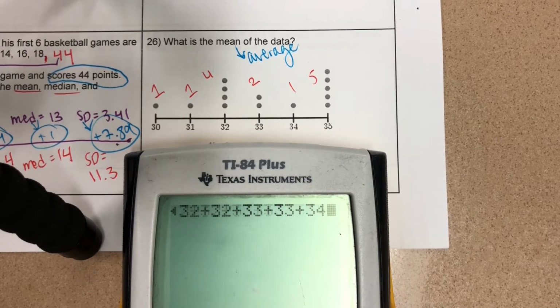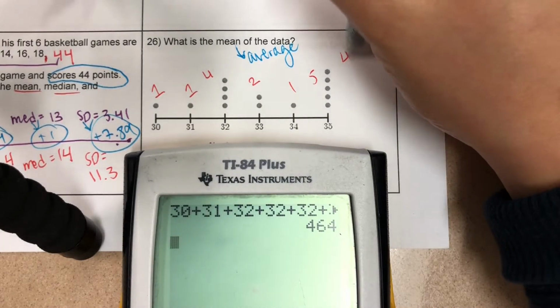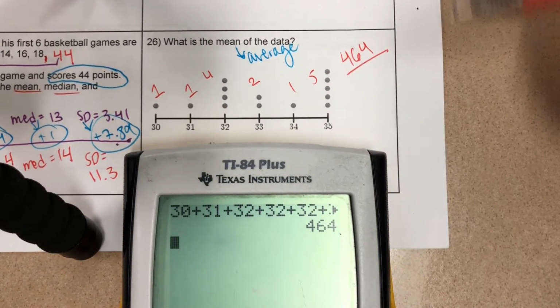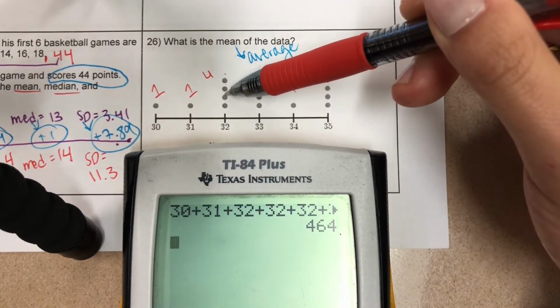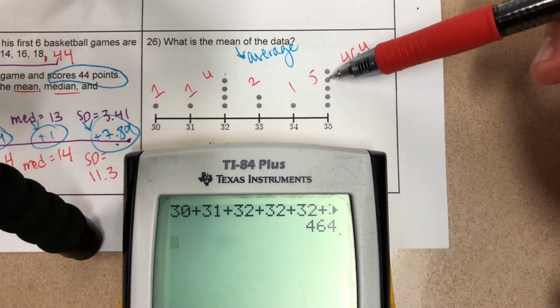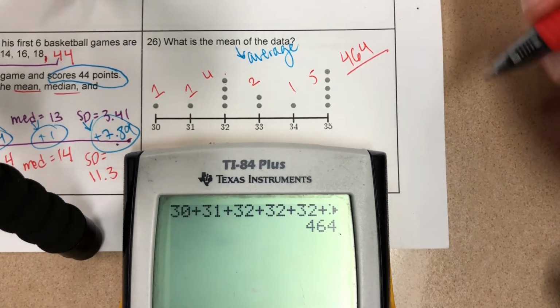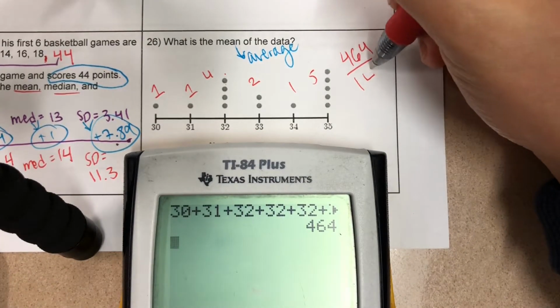I have 134, and I have 1, 2, 3, 4, 5, 35. So I just found my average by adding that. That's going to be 464, but I'm not done. I have to divide it by how many dots there are. 1, 2, 3, 4, 5, 6, 7, 8, 9, 10, 11, 12, 13, 14. I'm going to divide that by 14.